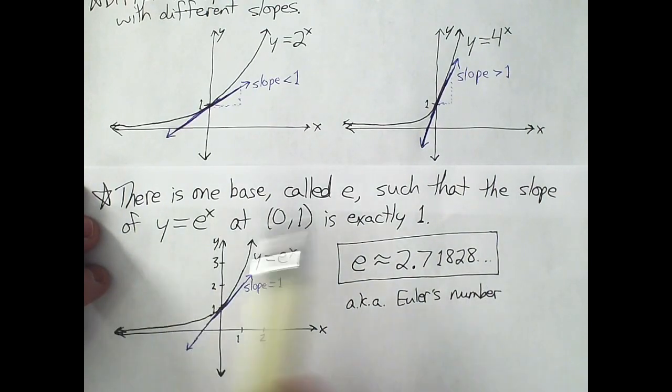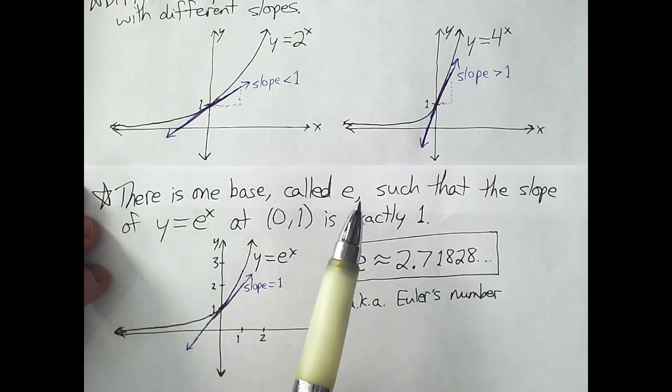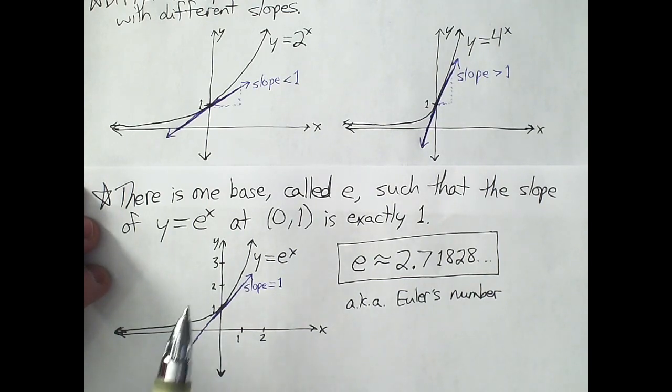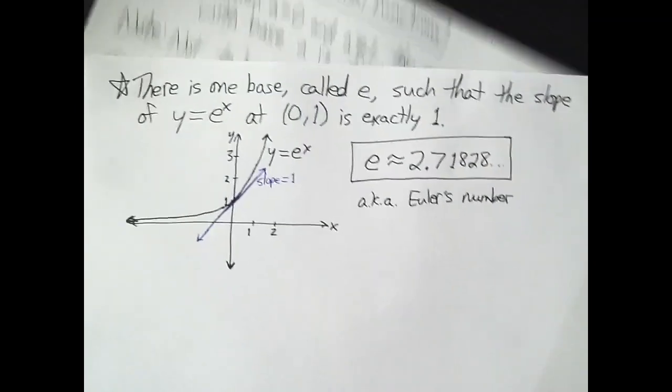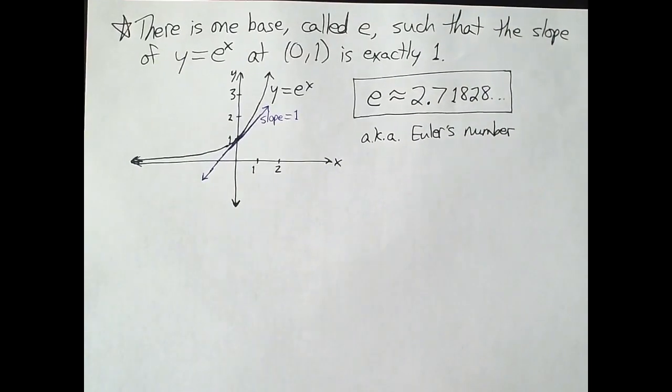So this description here of the number e is actually one of the ways that you could define the number e. There are different ways to define it, but you could define it to be the base that has a slope of the tangent line equal to 1 as it passes through the y-intercept, because there's only one base that does it, and that's this number.